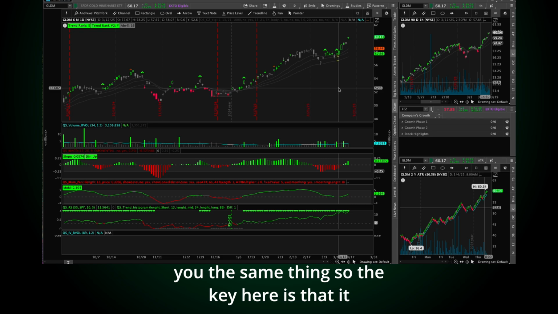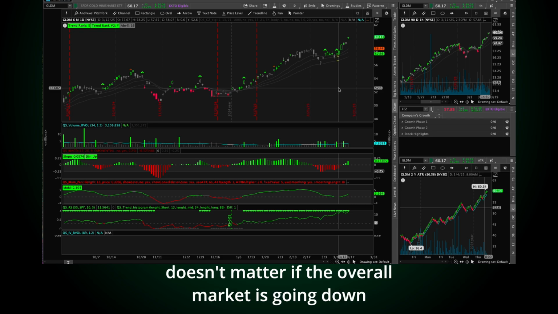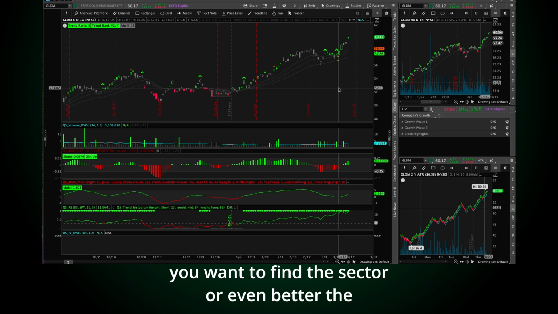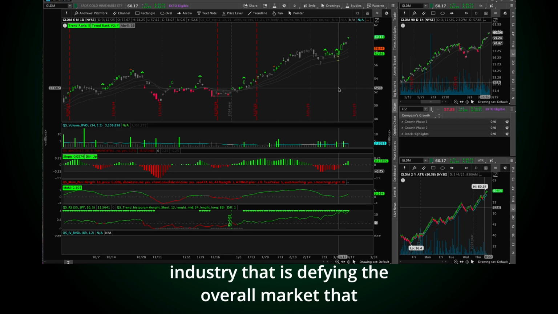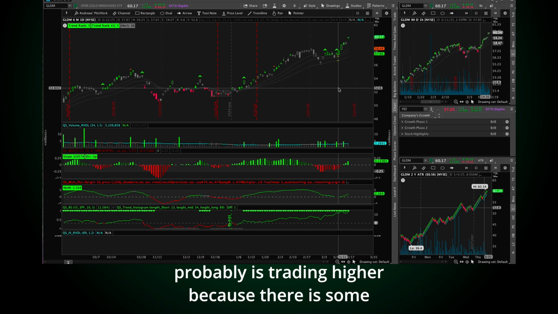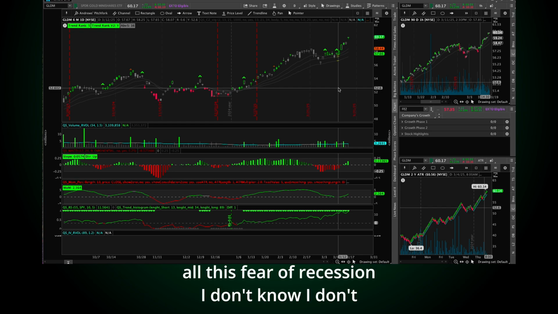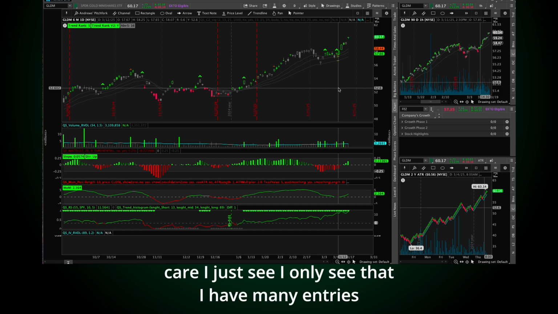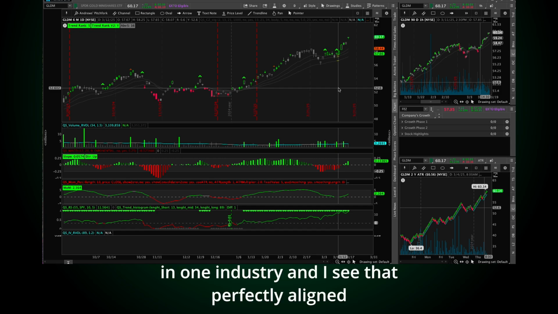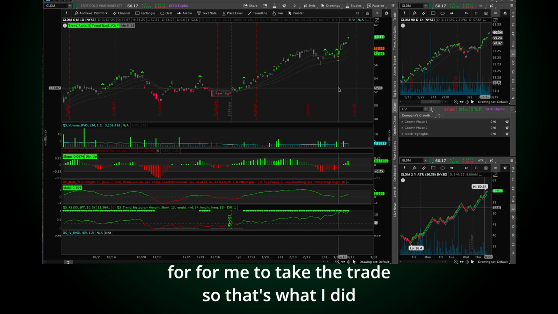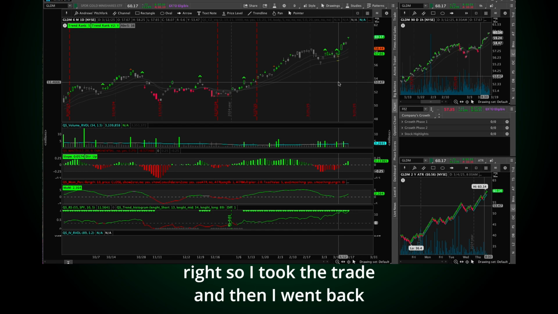So the key here is that it doesn't matter if the overall market is going down. You want to find the sector, or even better, the industry that is defying the overall market, that is probably trading higher because of some situation. Maybe you can talk about inflation or all this fear of recession. I don't know. I don't care. I only see that I have many entries in one industry, and I see them perfectly aligned for me to take the trade. So that's what I did, right? So I took the trade, and then I went back.